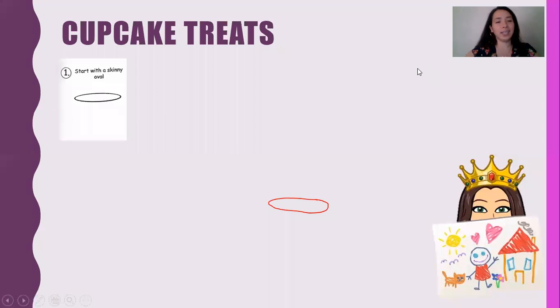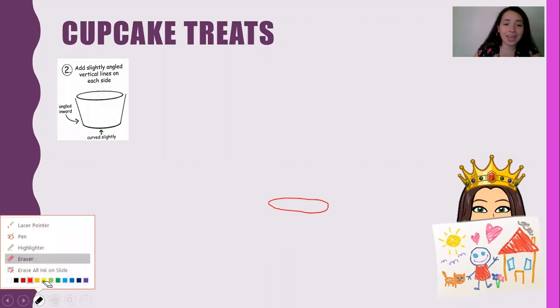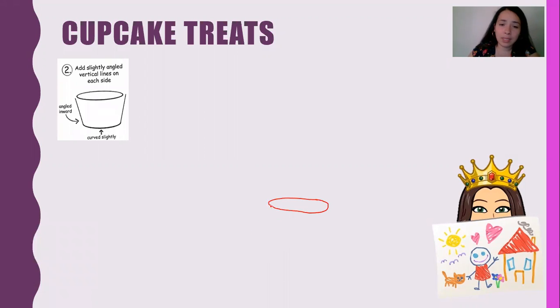Skinny oval. Then we're going to add slightly angled vertical lines on each side. What that means is we're going to take our shape and draw lines, but the lines should not go straight down. What we are supposed to do is make them at an angle. So it's going to go this way. And then we're going to do the one on the other side too.